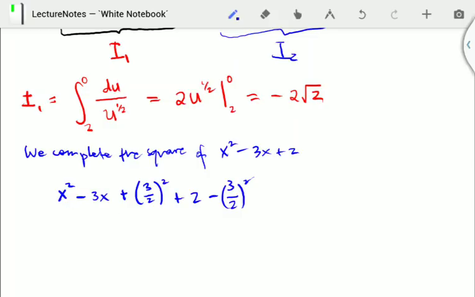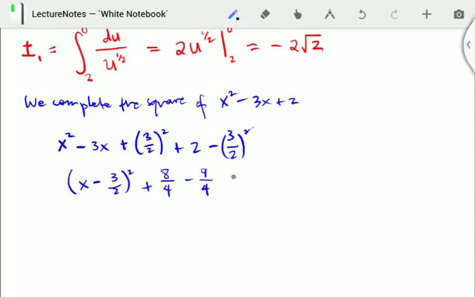This first term right here will become (x minus 3/2) squared. Okay, and if you're not convinced, you can expand that: x squared minus twice the 3/2 x, and then the square of this term. Okay, that's exactly that term. And then plus, so this will give you 9 over 4. So let's write this as 8 over 4. Okay, so you have 8 over 4 minus 9 over 4. So all in all, that will give you (x minus 3/2) squared minus 1/4.